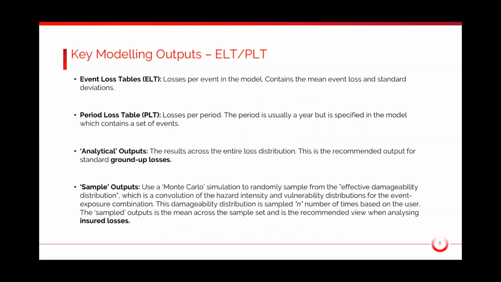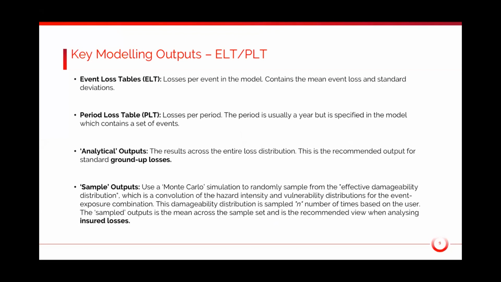And again, I went through a couple of these very briefly in the user interface demonstration to show you the outputs. So these are outputs you can choose. Your ELT, these are your event loss tables, and it's your losses per event in the model. They're essentially quite a large CSV spreadsheet, and it has a loss for every event, and it contains a mean loss and the standard deviation. So if the model has 10,000 events, you will have a line of information in a CSV file for every event, for 10,000 rows.